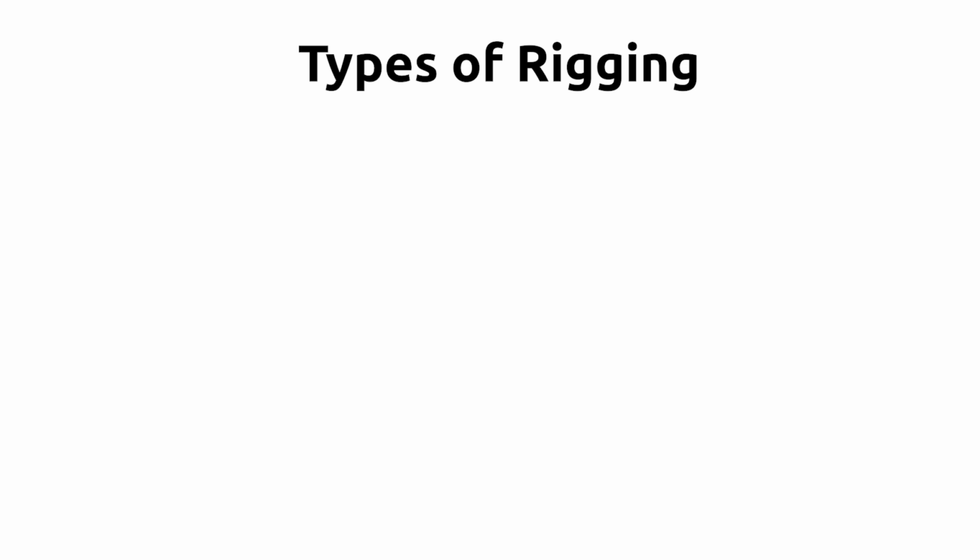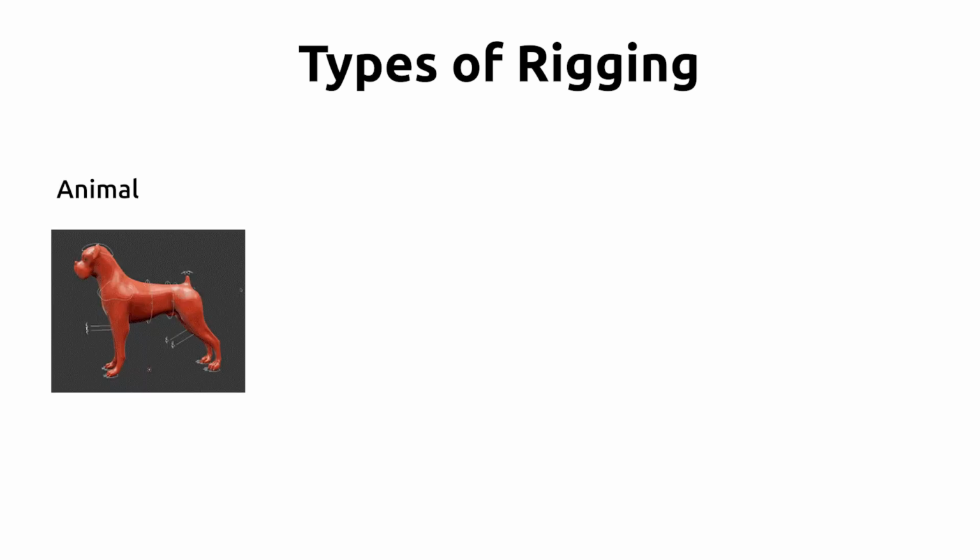The most common rigging involves three types of rig. Animal. This category encompasses characters that are based on animals, whether they are realistic representations or fantasy/mythical creatures. The focus is on creating lifelike or imaginative animal-like forms that can be animated.